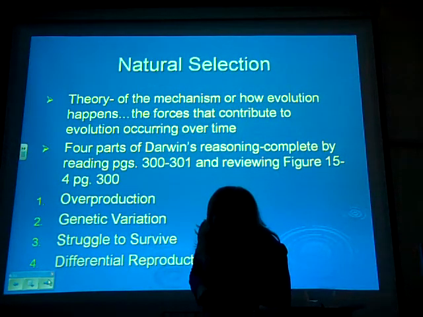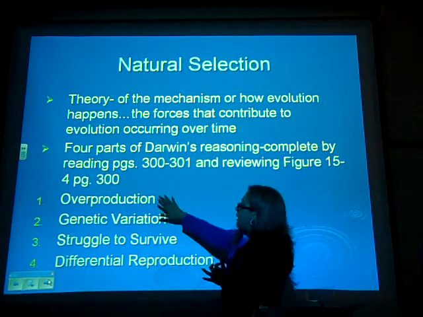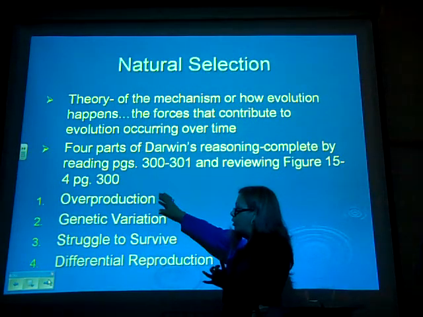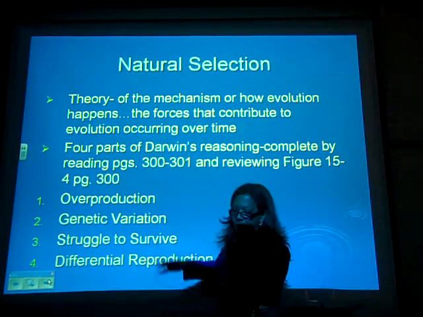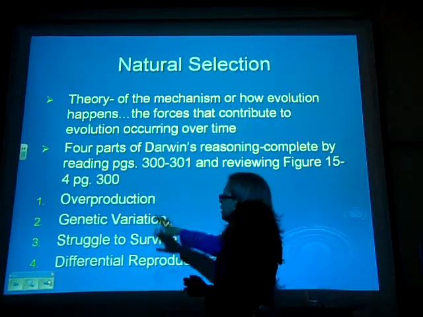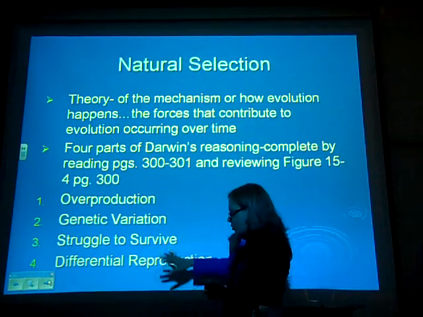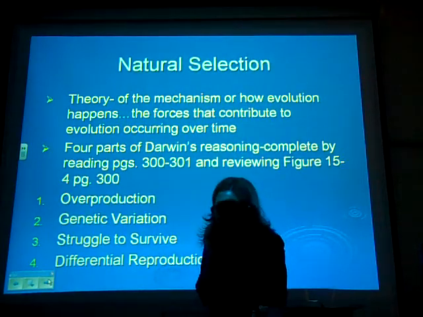Okay, so it says, this diagram represents the process of natural selection explained by Charles Darwin as the mechanism of how evolution occurs. And so yes, you're going to read, and give a little definition and example based on this figure. The same thing with genetic variation, struggle to survive, and differential reproduction.